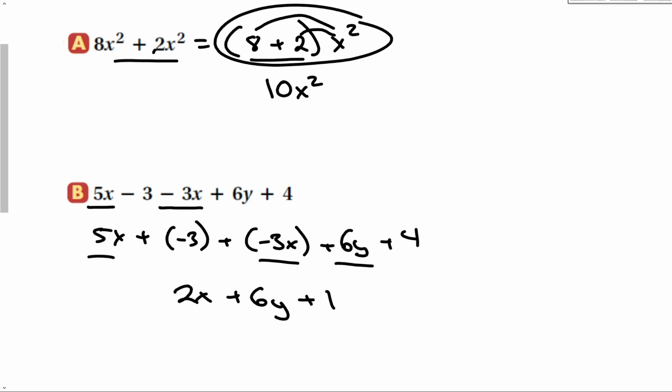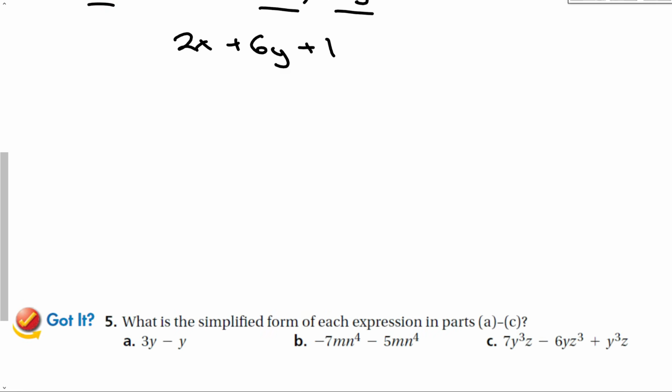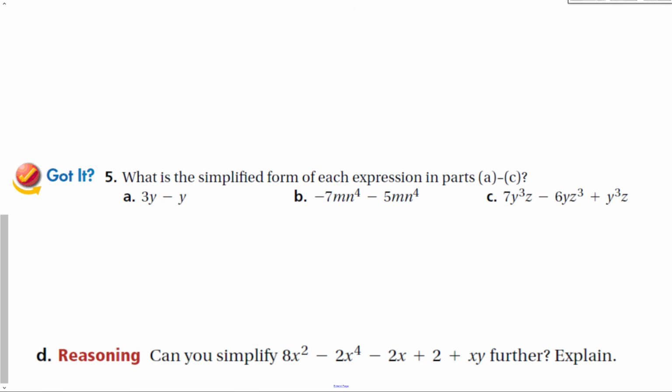Okay? Let's do a few got it problems. What is the simplified form of each expression? So we have a 3y minus a 1y. If you don't see it there, remember it's a 1, so that's going to be 2y. Look carefully. Are those the same? Yes, they are. So we have negative 7 minus 5. Remember, that's a negative 7 plus a negative 5. So that's going to be a negative 12.